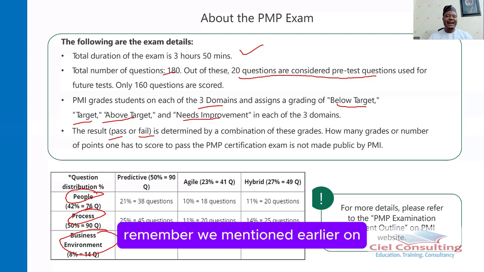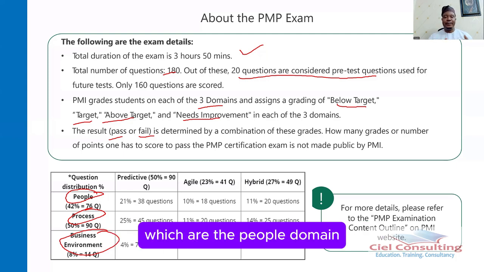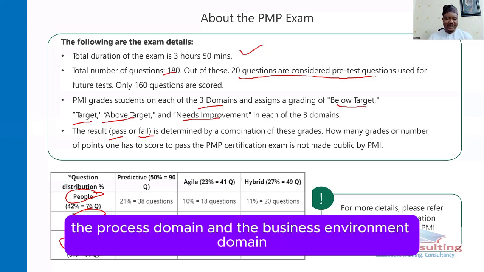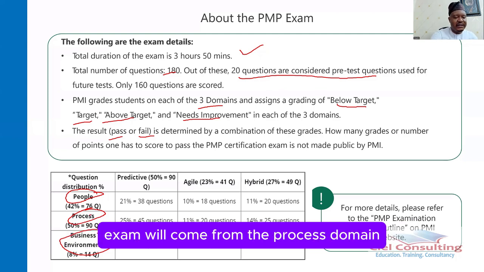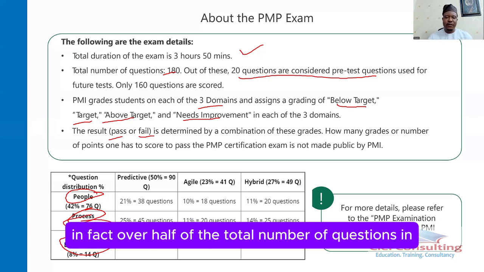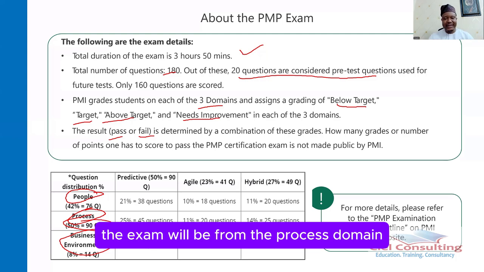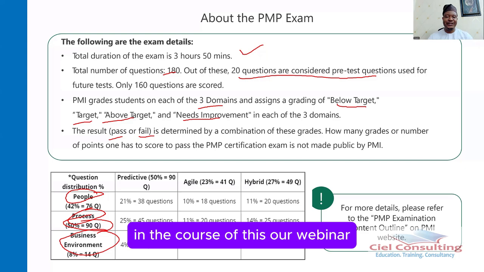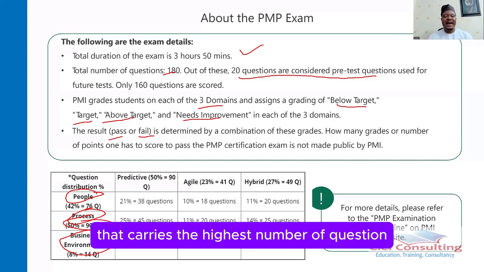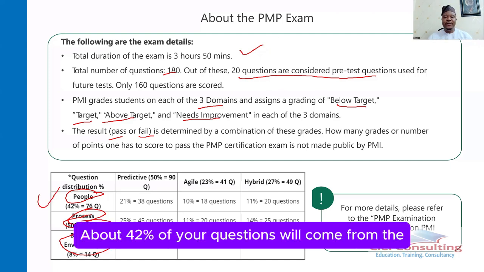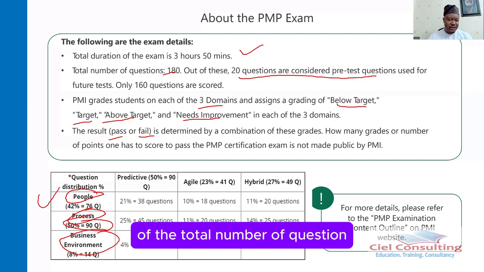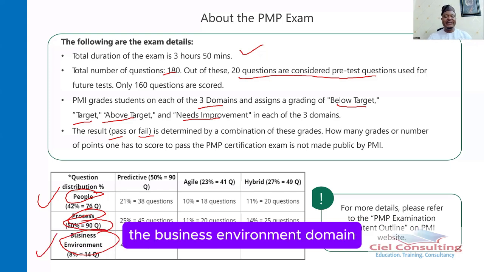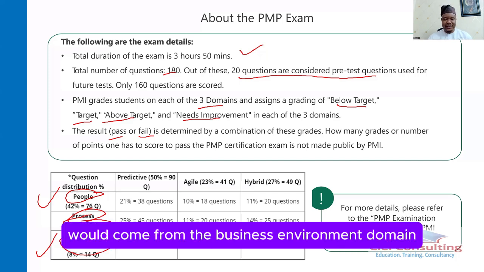Remember we mentioned earlier that there are 3 domains in the PMP, which are the people domain, the process domain, and the business environment domain. Most of the questions you're going to see in the PMP exam will come from the process domain. In fact, over half of the total number of questions in the exam will be from the process domain. We're going to take a look at that much more later in the course of this webinar. The next domain that carries the highest number of questions, of course, is the people domain. About 42% of your questions will come from the people domain, which is roughly 76 of the total number of questions. The final domain is the business environment domain. The business environment domain has the least number of questions. About 8% of your questions would come from the business environment domain.